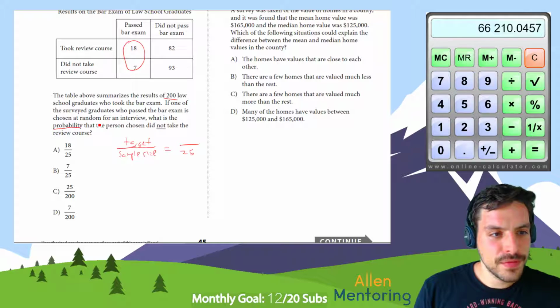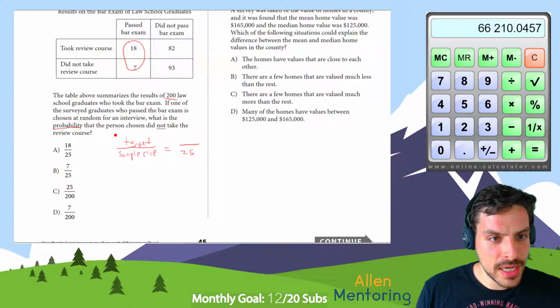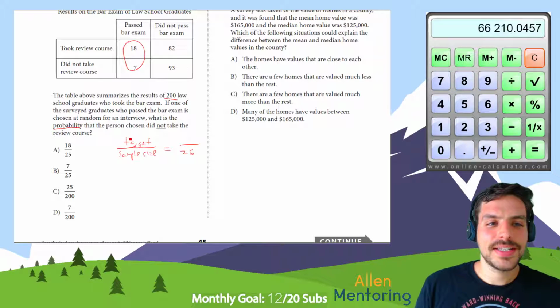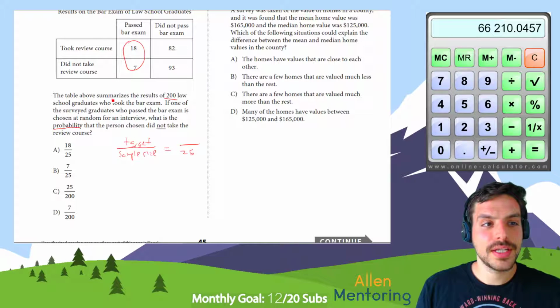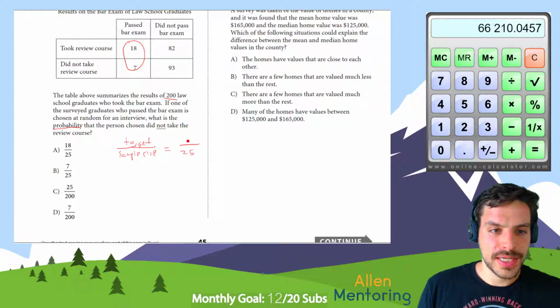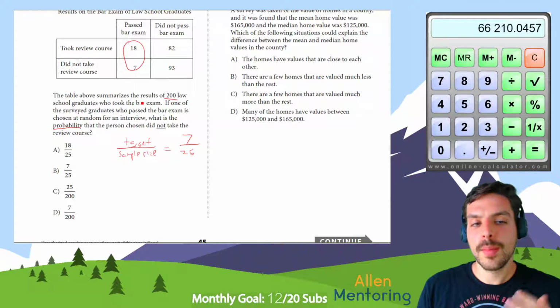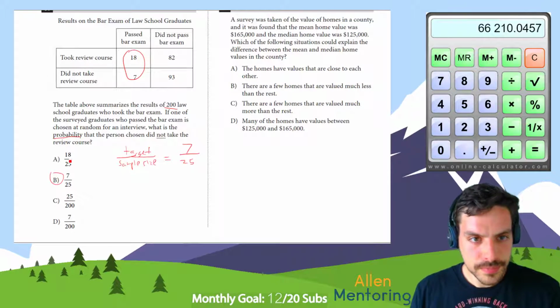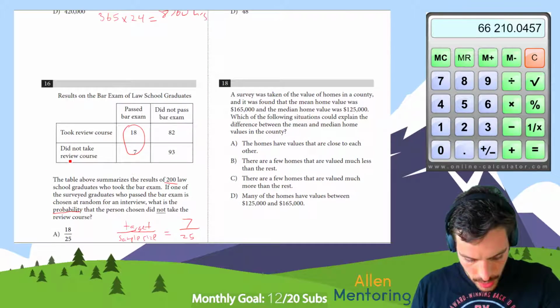And so out of the people who passed the bar exam, what is the probability that the person chosen did not take the review course? So this is our sample size, and now what's our target? The target is the people who did not take the review course. In this case, 7 people did not take the review course, and hence our probability is 7 out of 25. Perfect. B. Let us move on.